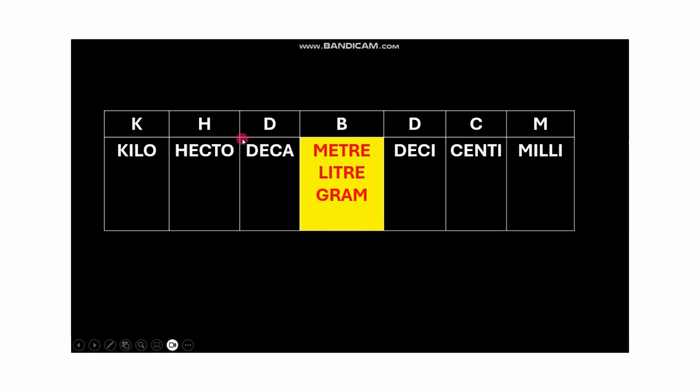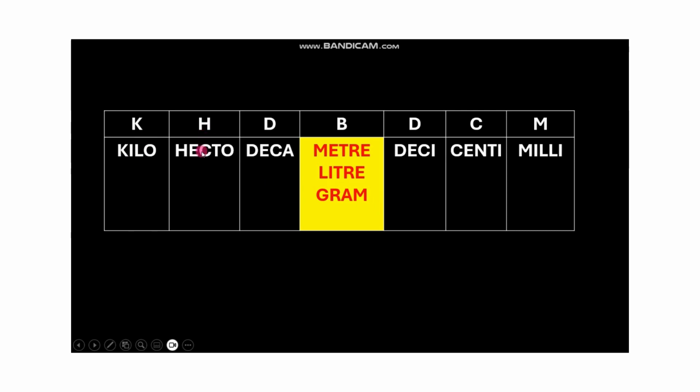Here we have KHD, BDCM, and all this can be remembered by using the phrase King Henry died by drinking chocolate milk. Say that again. King Henry died by drinking chocolate milk. K stands for kilo, which could mean kilometer, kiloliter, or kilogram.